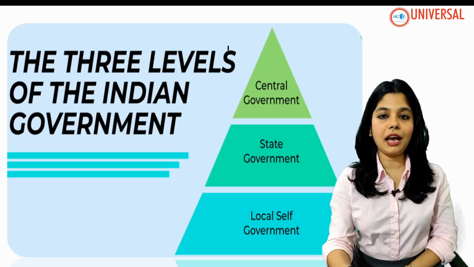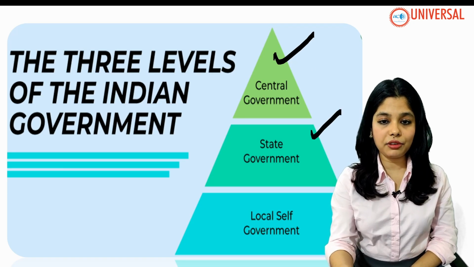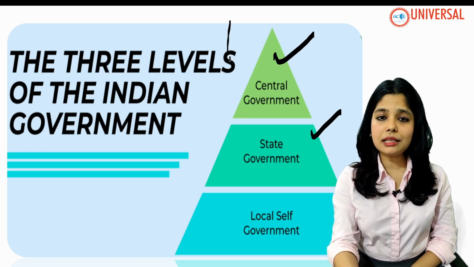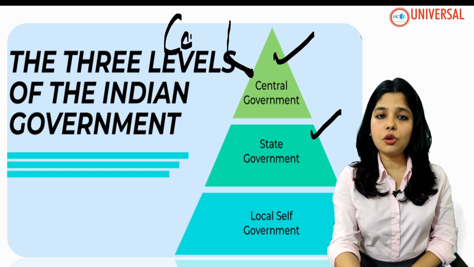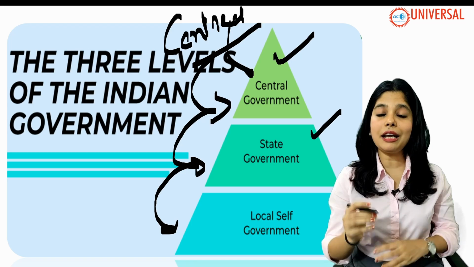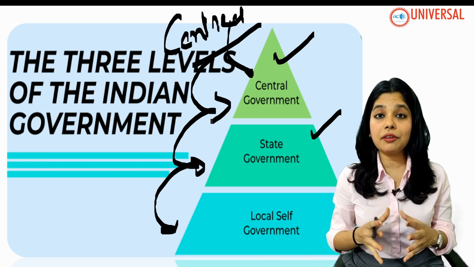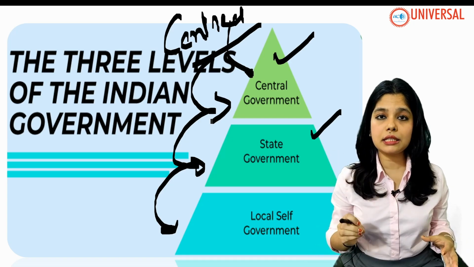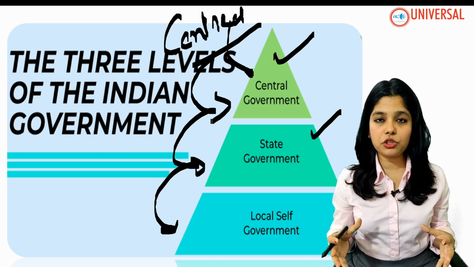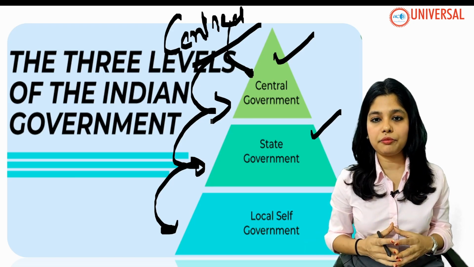So yes, we have the central government at the top, then we have state government and then we have local government. And in this we see that there is a lot of conflict happening between the three levels. The finances are also structured and given in different ways. The central government in its budget gives grants to the states. The state governments again give finances to the local self-government.